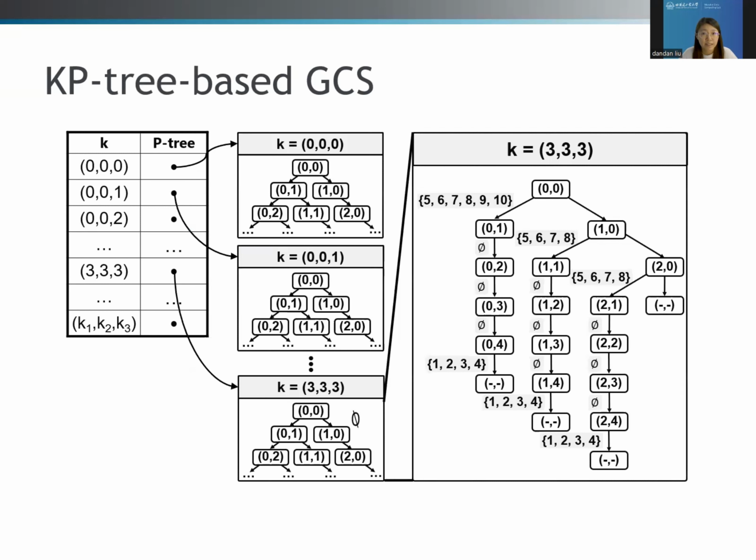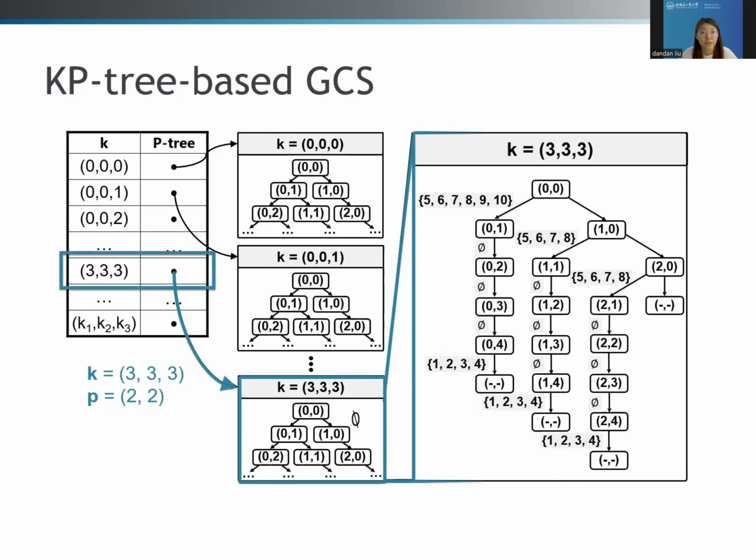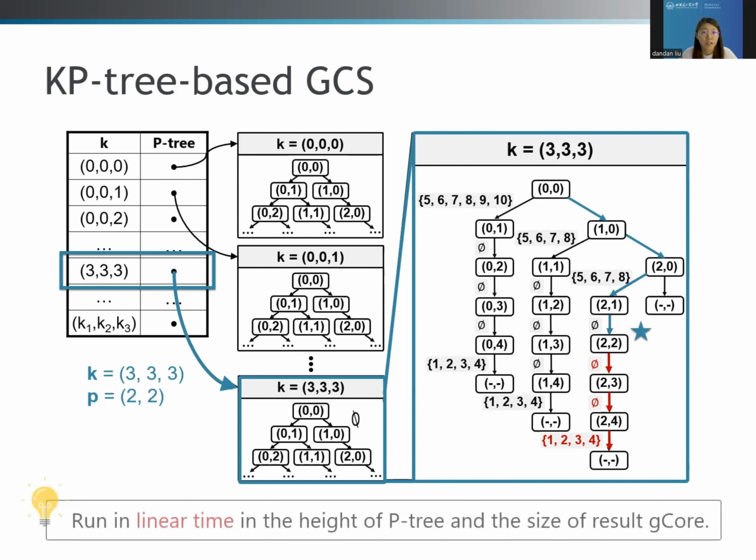With the KP tree index, we can retrieve any KP core by locating the P tree of the k-node in the hash table, searching for the P node, and retrieving the G-core using stored differences. This index-based GCS method is quite efficient, running in linear time in the tree height and G-core size.